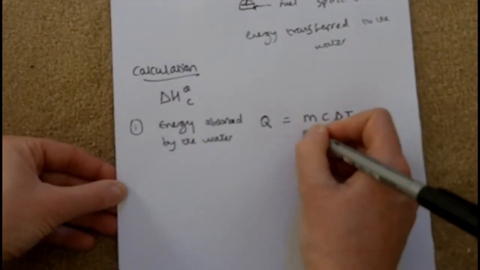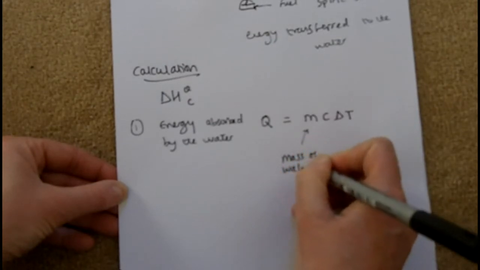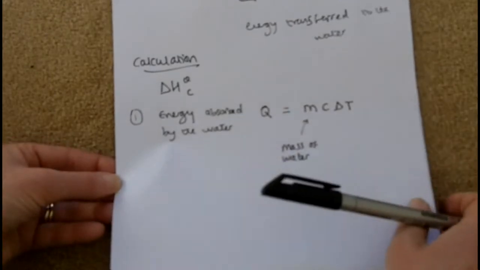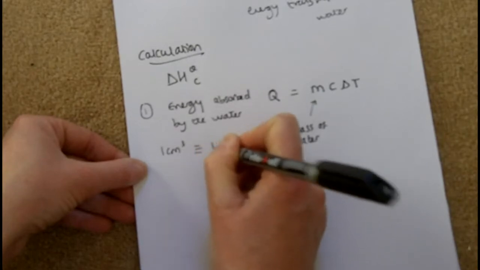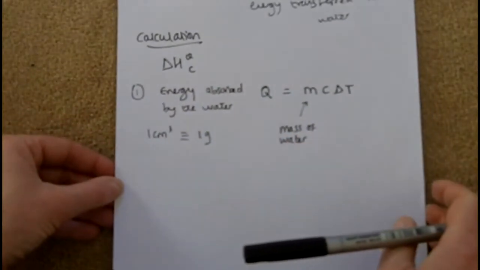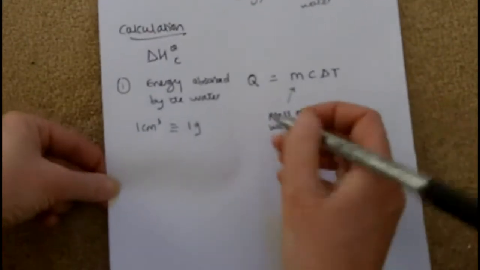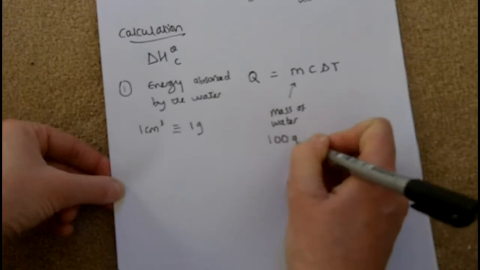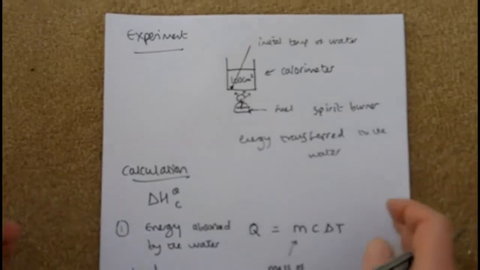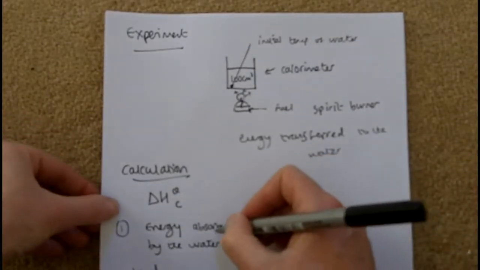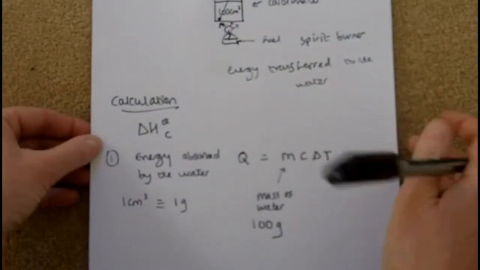Now m is the mass of water. We say that 1 centimeters cubed of water is the same as 1 gram. So in our example, it's going to be 100 grams of water, because we put 100 centimeters cubed in the calorimeter. We are measuring the energy absorbed by the water from the fuel.